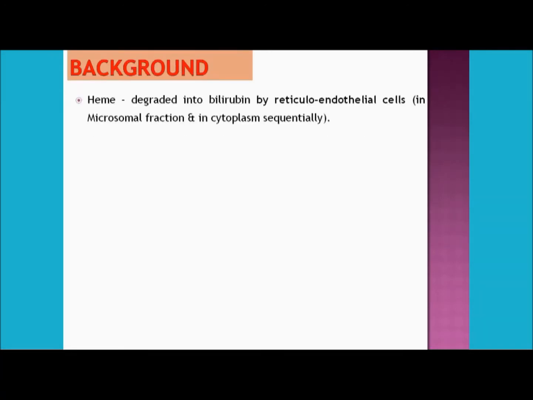So first of all, you see what a heme is. As a definition, you see the degradation of the heme. It's the iron containing part of the hemoglobin, right? Now it is degraded into bilirubin in our body by the reticuloendothelial cells, which are generally found in the microsomal fraction as well as in the cytoplasm sequentially, right?